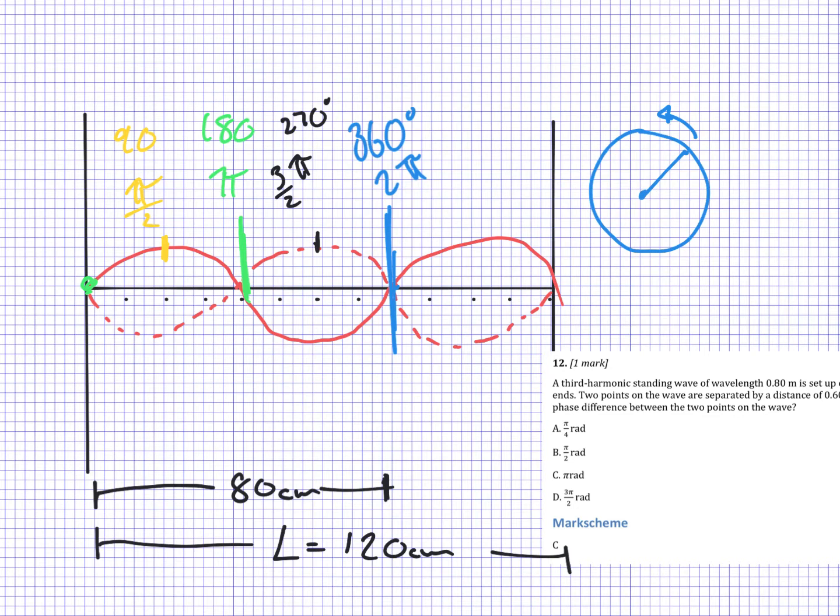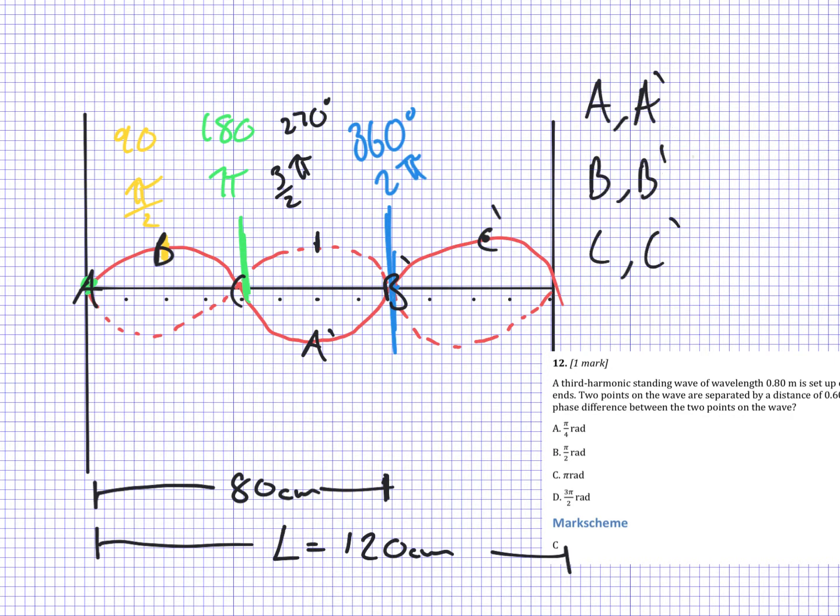Actually, let me call that A and A prime. Then we could put the position here, B, and then 60 centimeters on would be B prime. And then we could do C here. And then if we keep going, we'd have a point here, which would be C prime, and so on.